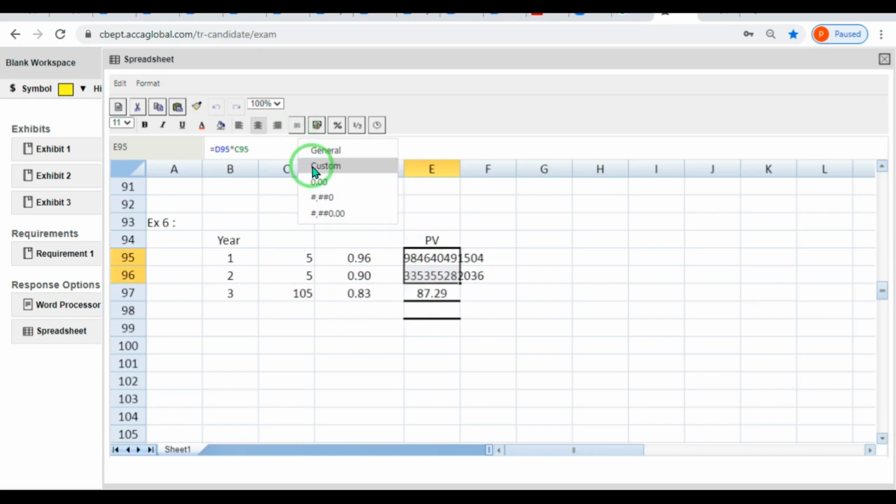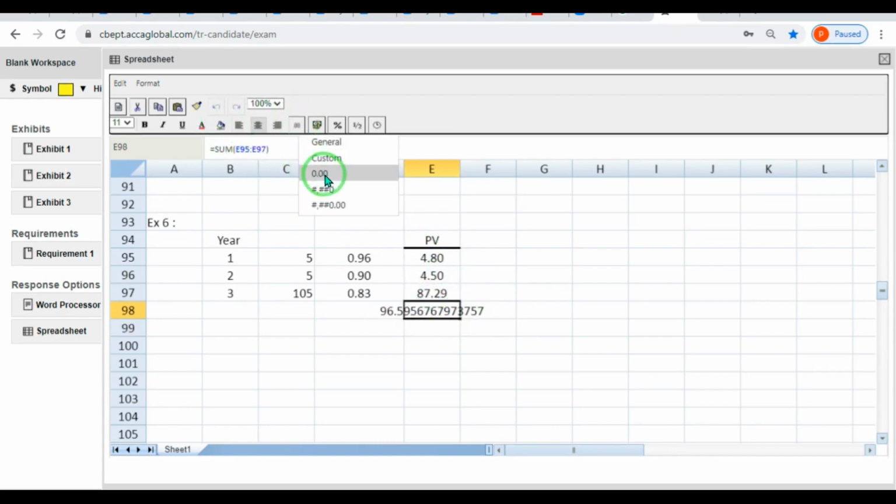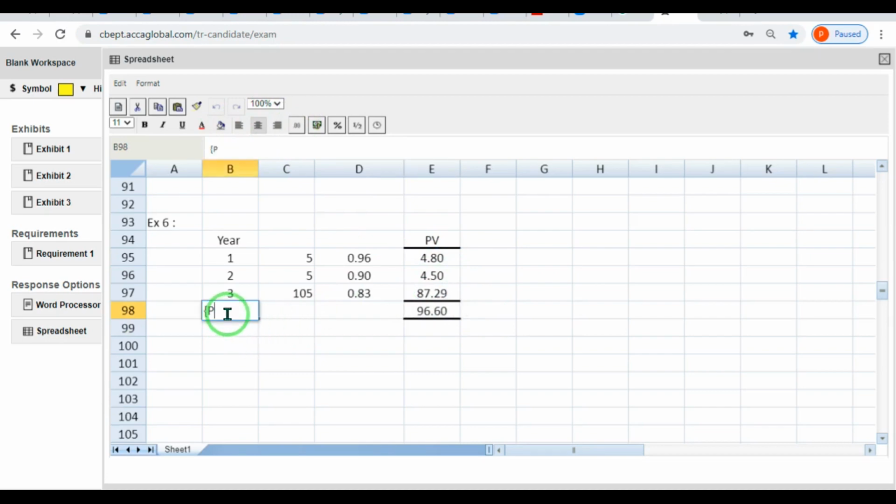Put this in 2 decimals. This will be equal to the sum of this. Enter. So this is going to be the price of Mason's bond per $100. If you want to find the total value, just multiply by the par value over 100. Is that okay? So you're going to get here 96.60.